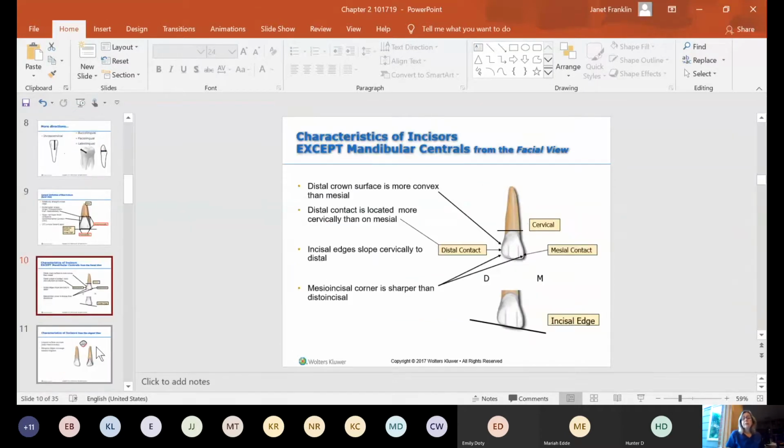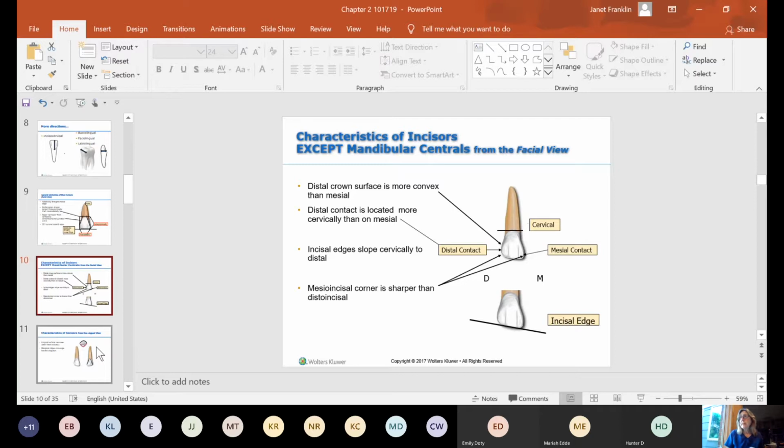So all of your incisors have some similar characteristics, except your mandibular central incisors. They're kind of a unique tooth, so we're going to cover them completely separately. But for the characteristics of your other incisors, if you're looking at them from the facial view, directly on at your smile, your distal crown surface is more convex than your mesial. I marked the distal and the mesial of the tooth. If you look at how much they round on the crown, you'll see that your distal rounds more than your mesial.